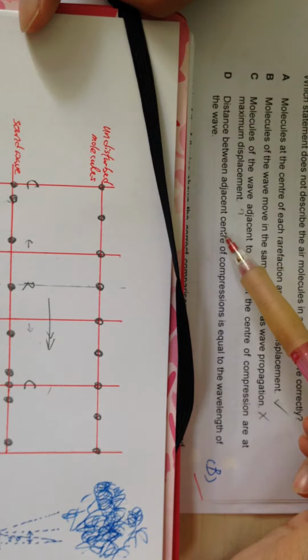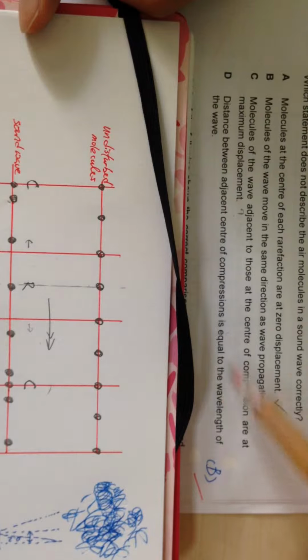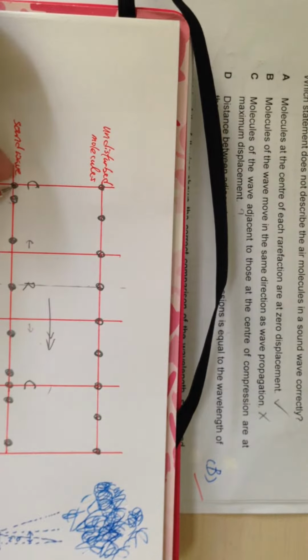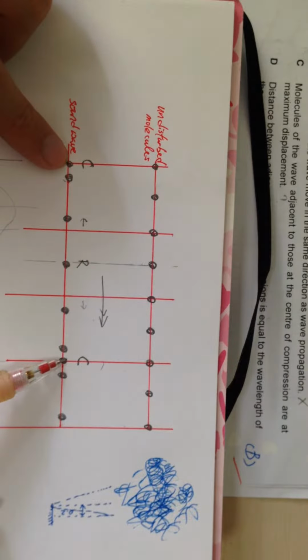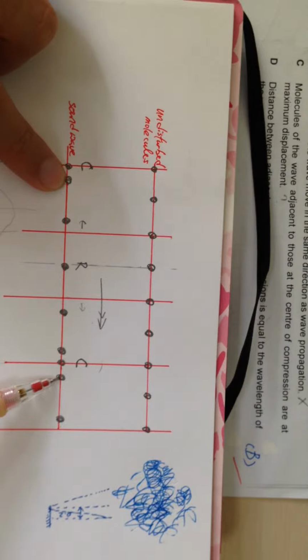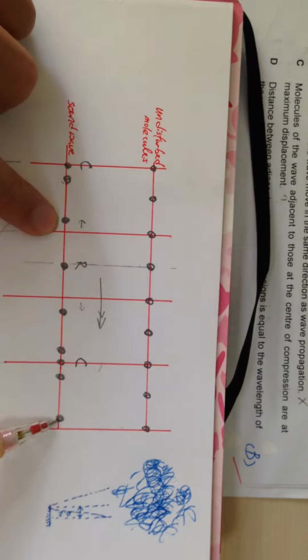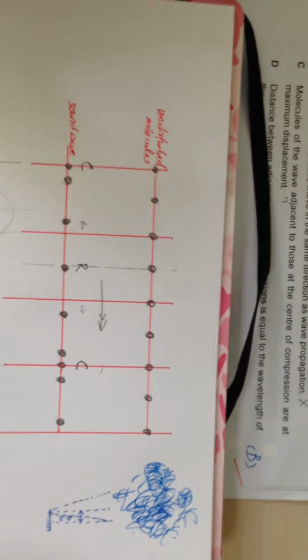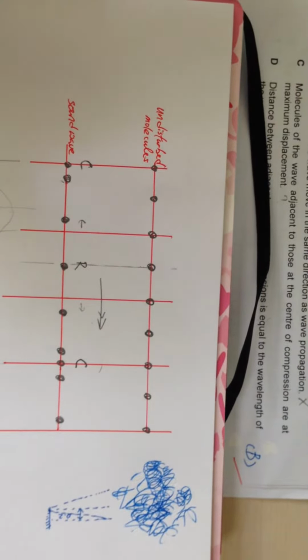Distance between adjacent center of compression is equal to the wavelength of the wave. So this one makes sense because the distance between compression to compression is one wavelength. The distance between the molecules adjacent to the compression is also one wavelength. Even adjacent to this is also one wavelength, because you are moving by one molecule length, one molecule unit. So as long as you keep that compression to compression, even if you move adjacent to it, it is going to be one wavelength. Okay.